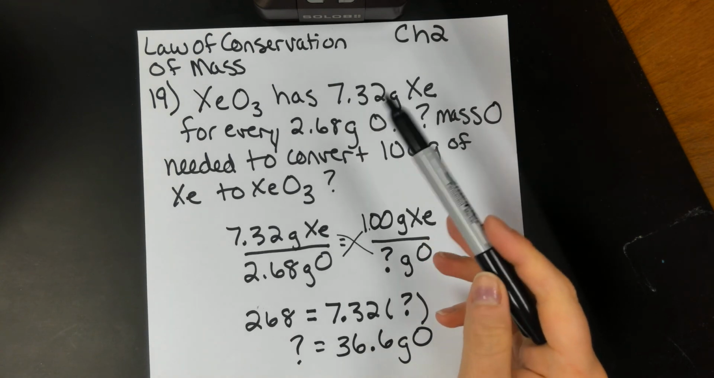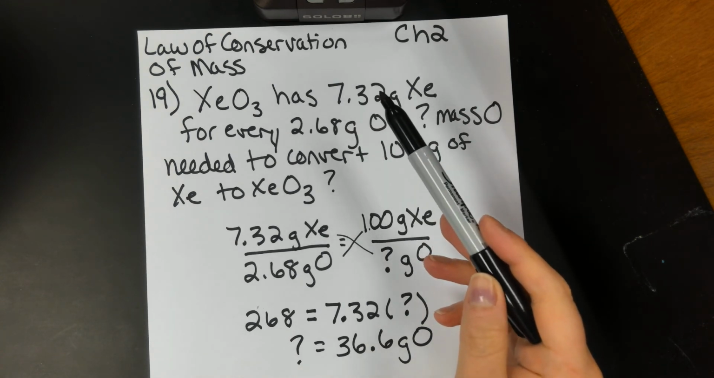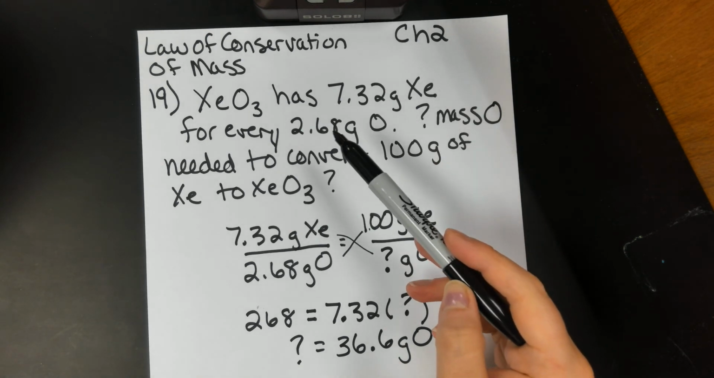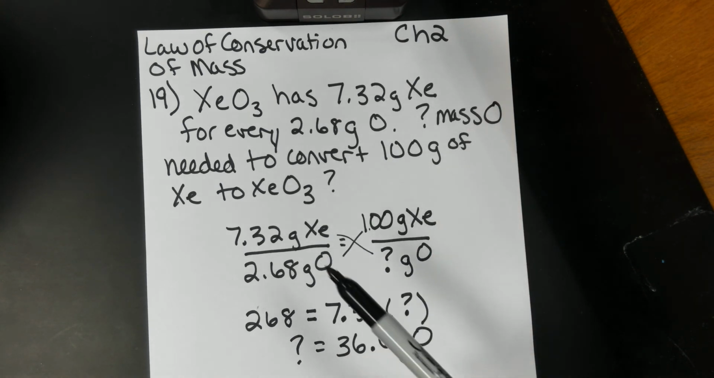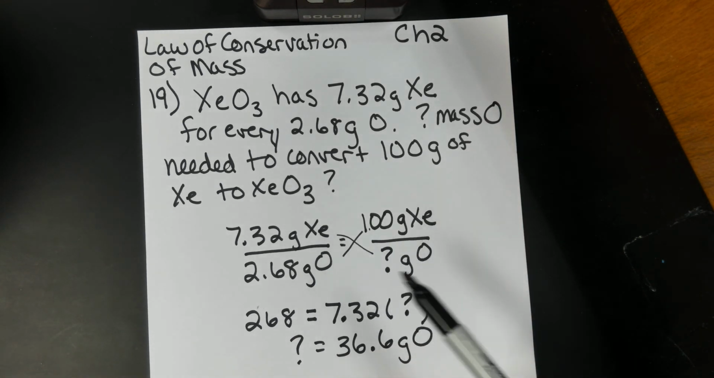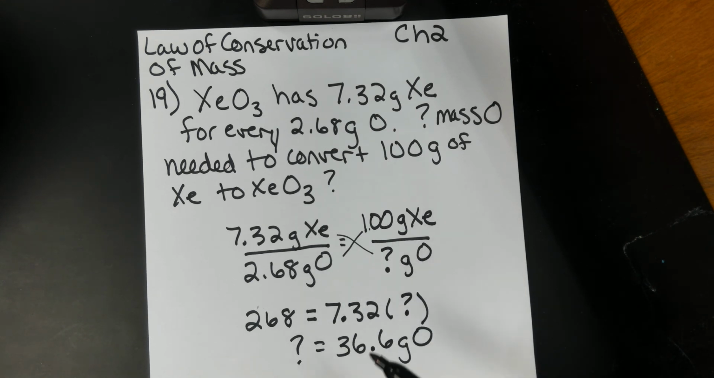It looks like, and if you think about this, doesn't it look like there's about 3 times more mass of xenon for every oxygen? So it's about 3 times heavier. So my answer, if I'm trying to say I have 100 grams of xenon, I should have about 30-ish, right? So my answer makes sense. So I'll do a couple more law of conservation of masses, but I hope that that one helped. We are determining how much xenon or how much oxygen we need to react that xenon completely.